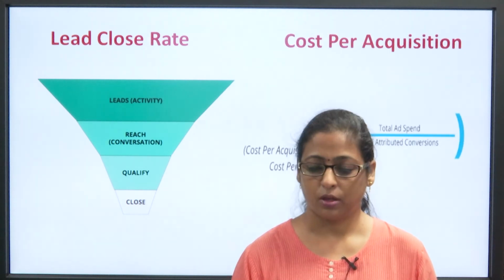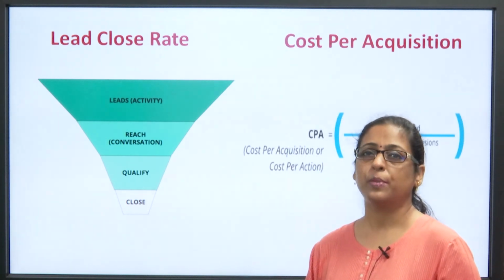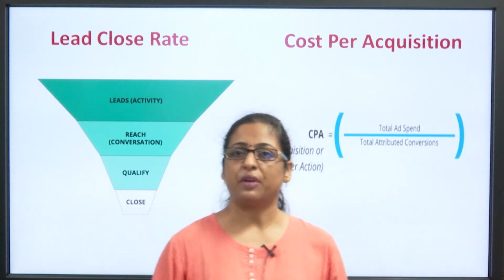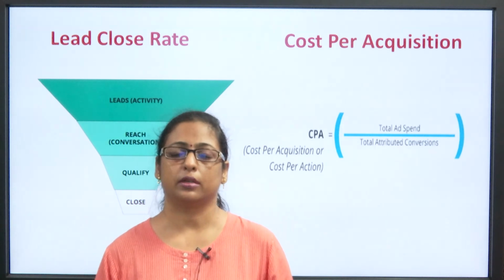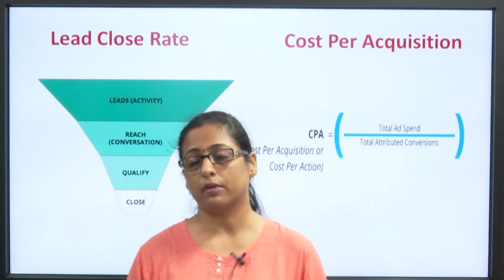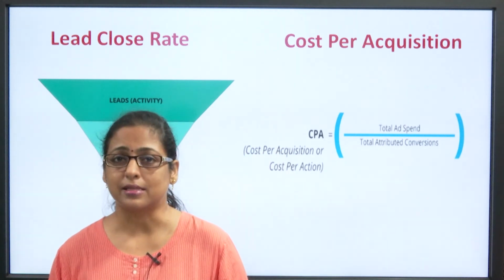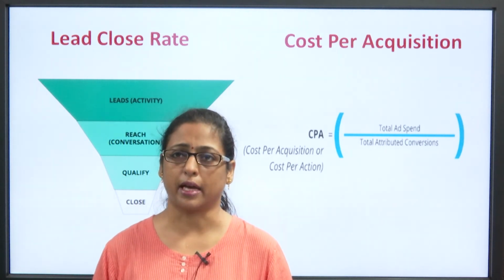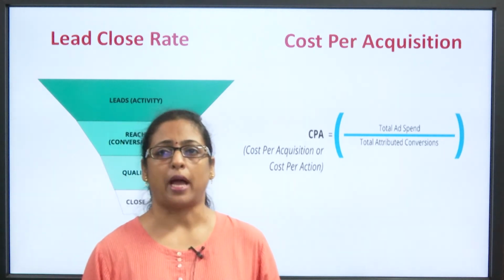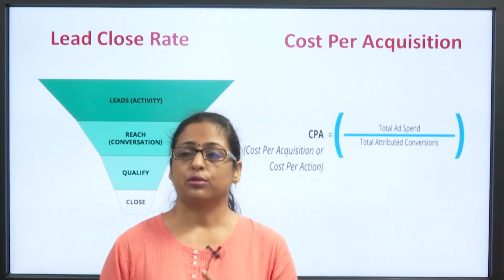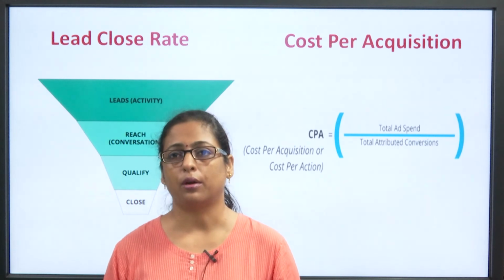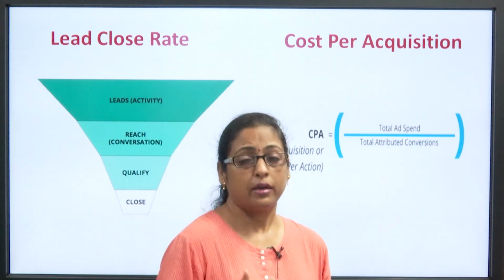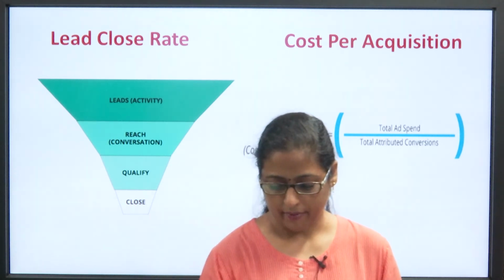Then we have cost per acquisition, which basically means that for acquiring one particular customer, that means finally converting that particular visitor into a customer, what is the amount of money that I have spent. So that is cost per acquisition. That is basically calculated by finding out the total amount that I have spent and the total conversions that I have received.